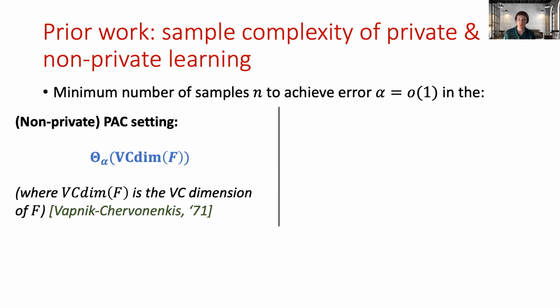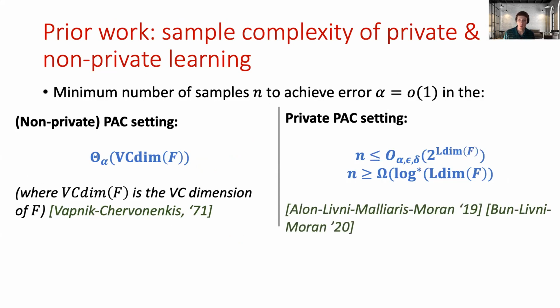So next, I'll review some prior works on the sample complexity of PAC learning in both the private and non-private settings. In the non-private PAC setting, the number of samples n to achieve non-trivial error, little o of 1, is characterized by the VC dimension of the hypothesis class. This is another combinatorial parameter which characterizes, in this case, non-private PAC learnability. In the private PAC learning setting, however, the bounds are much looser.